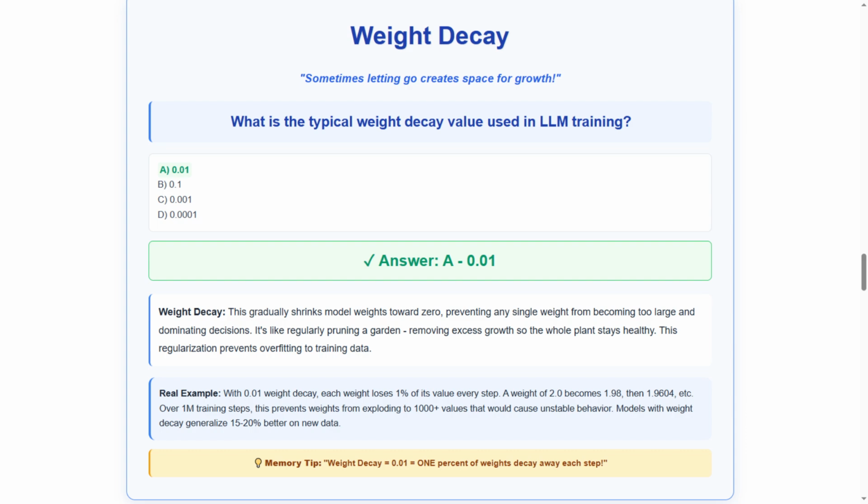0.01. Why 0.01? This removes exactly 1% of each weight's value every step, strong enough to prevent overfitting but gentle enough not to hurt learning. It's like pruning a garden regularly but not too aggressively. This value consistently improves generalization by 15 to 20% across different model sizes without hampering training speed. Simple memory: 0.01 equals 1%. Imagine 1% of weights decay away each step.